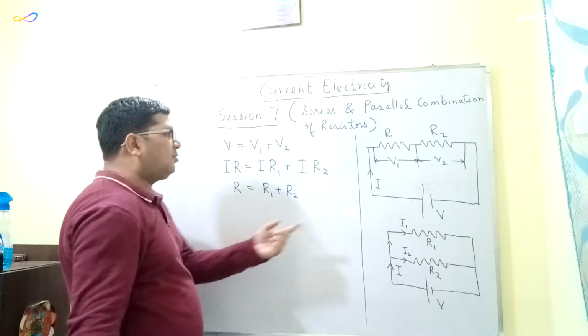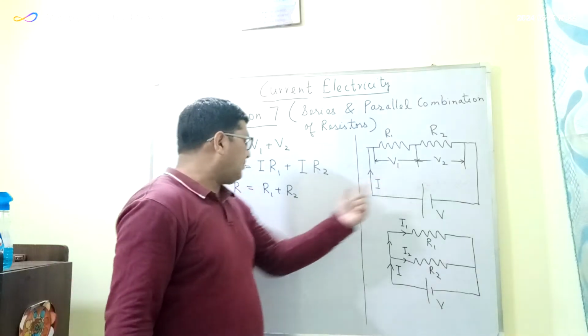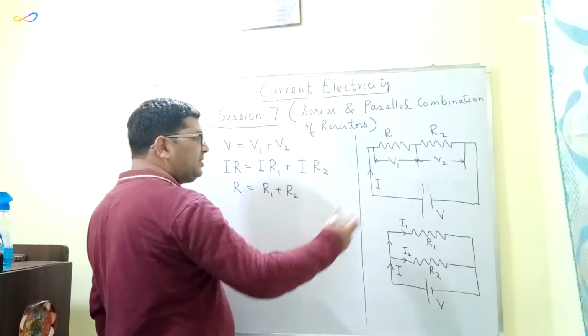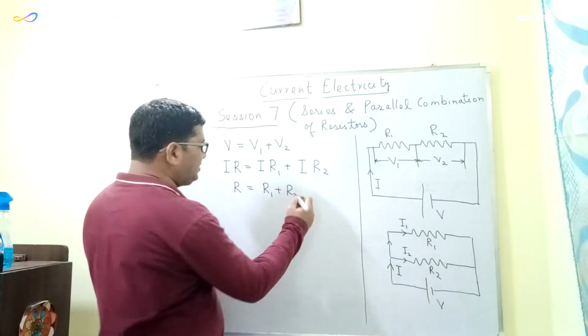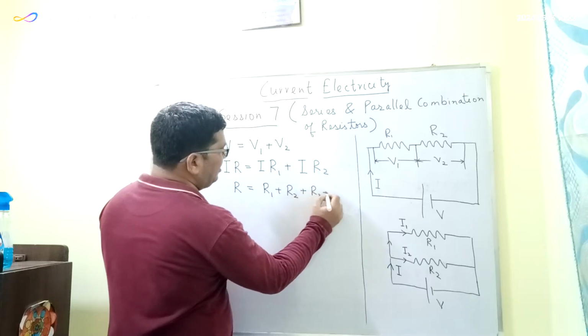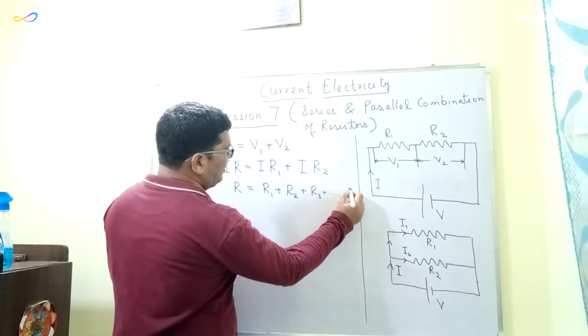So in this case, since there are only two resistors, the equivalent resistance is equal to R1 plus R2. But if there are more than two, let's say there are n resistors, then the equivalent resistance will be equal to R1 plus R2 plus R3 and so on up to Rn.